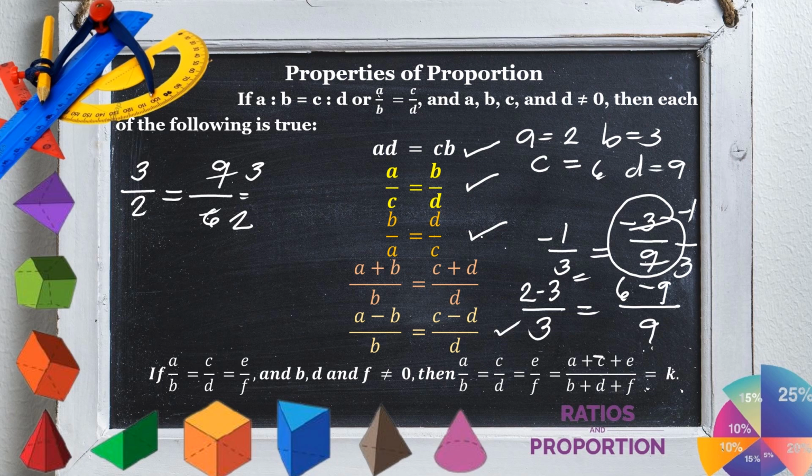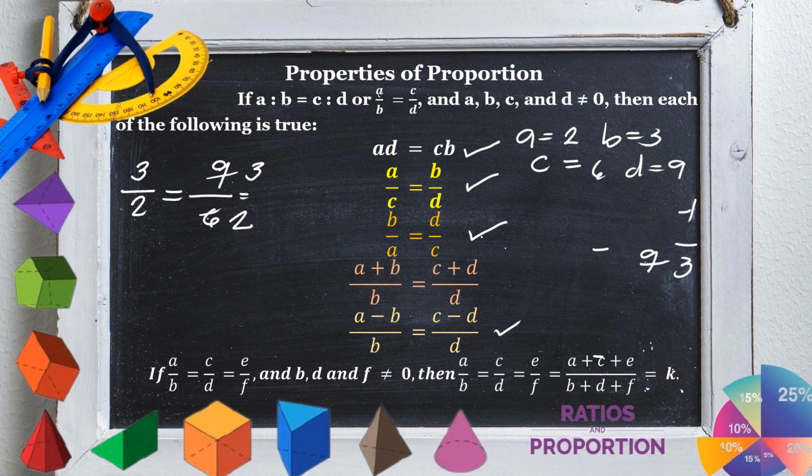numerator. Then finally, we have if your A over B is equal to C over D, and then we have an additional equals to E over F, and then your B, D, F are not equal to 0, then your proportion of A over B is equal to C over D is equal to E over F. If we're going to add all of them, that will be equivalent to a certain constant. Okay, so we're going to apply now these proportions to the following examples.